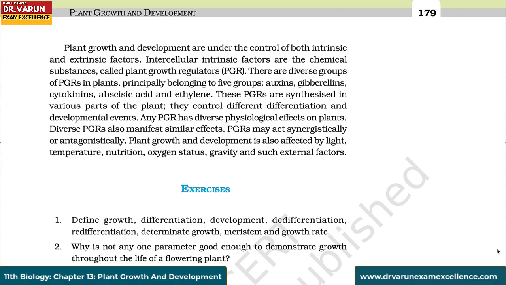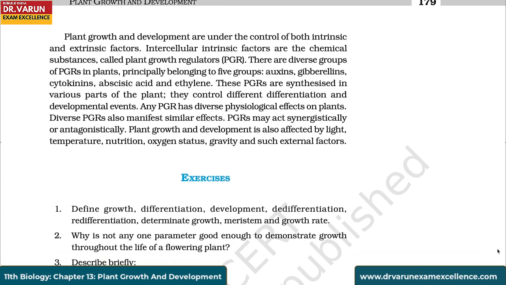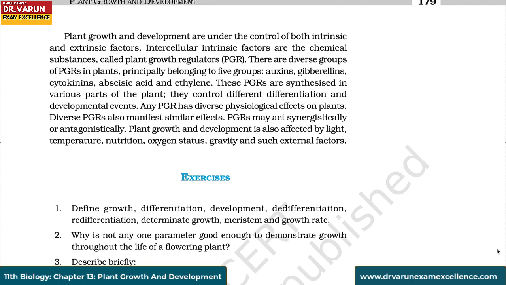Any PGR has diverse physiological effects on plants. Diverse PGRs also manifest similar effects. PGRs may act synergistically or antagonistically. Plant growth and development is also affected by light, temperature, nutrition, oxygen status, gravity, and such external factors.